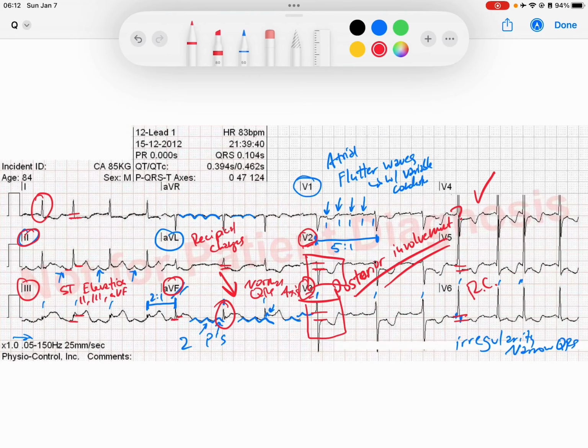And so what do we see in this patient? We see atrial flutter with variable conduction. We've got inferior STEMI with posterior involvement. So, hope this helps.